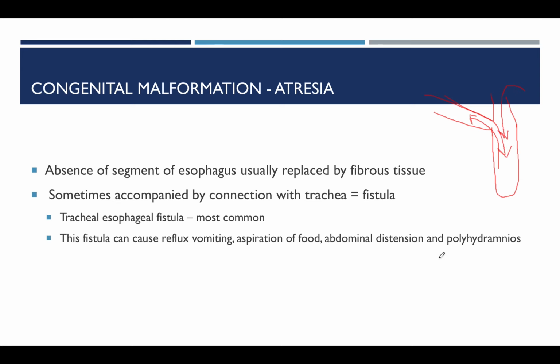And then we have polyhydramnios. When you have a fetus, they are in the amniotic sac. This amniotic sac is made up of amniotic fluid, a lot of which consists of urine. And physiologically, fetuses consume and swallow this amniotic fluid. In cases with atresia, the fetus cannot swallow this amniotic fluid, which results in an excess amount of fluid inside the sac, and that is what we call polyhydramnios.